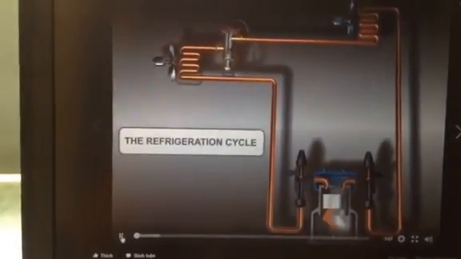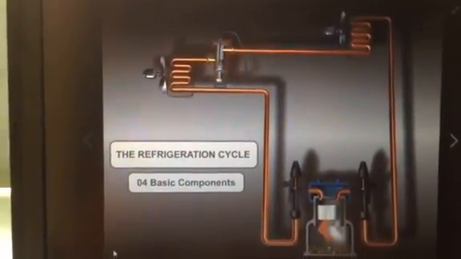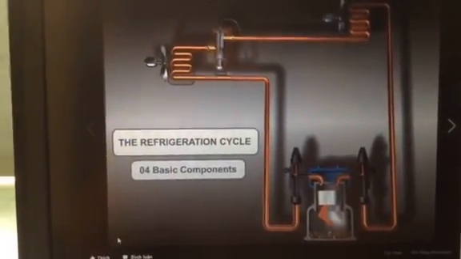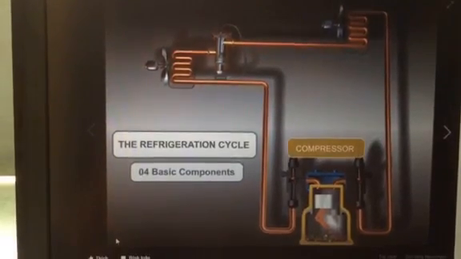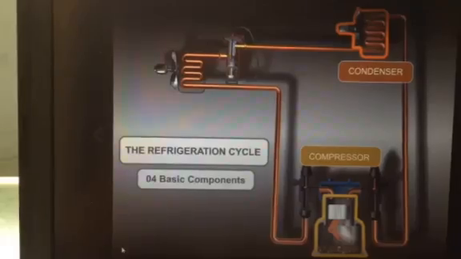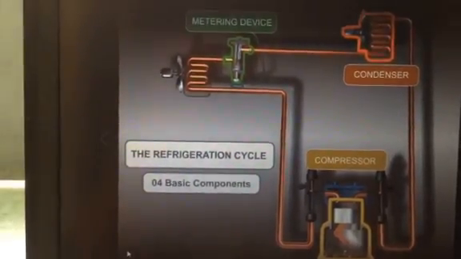The refrigeration cycle and its four basic components. At this moment, we will start to learn the four basic components of the refrigeration cycle: the compressor, the condenser, the metering device, the evaporator.